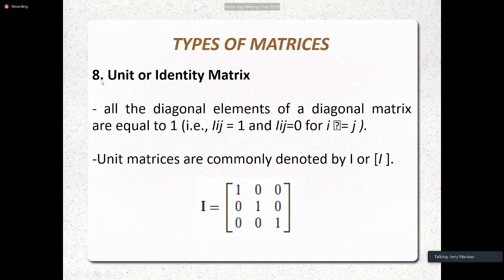Then we have the unit matrix, or another term for this is the identity matrix. Again, a special case of a square matrix in which all elements are zeros except the main diagonal, but the main diagonal is all ones. Okay, the rest of the elements are zeros. So it is a unit matrix, or identity matrix. It is equivalent to 1.